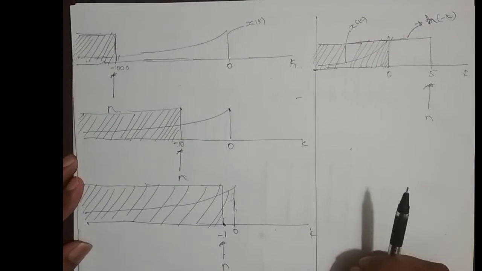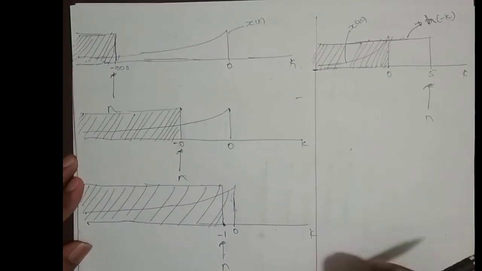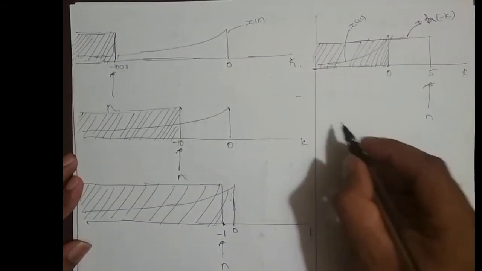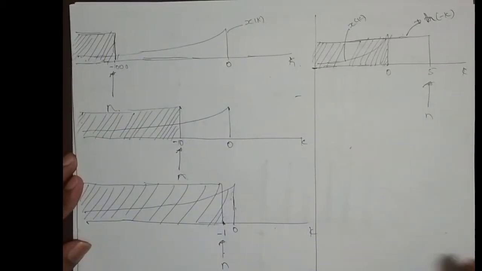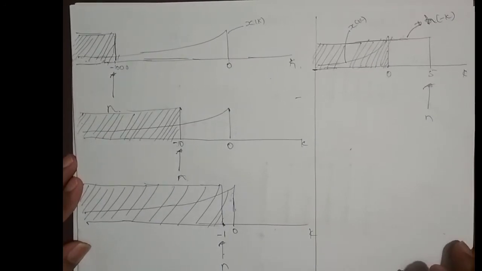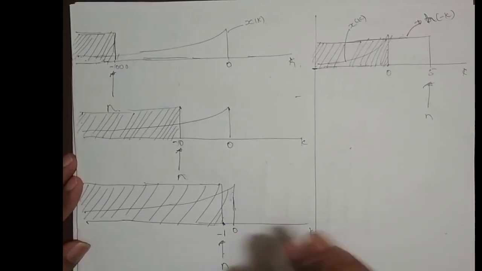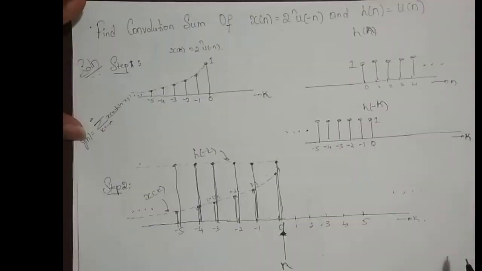Fine. So there are two regions now. One region is from minus infinity to 0, and the other region is from 0 to plus infinity. Fine. So I hope we got convinced. We come back to the problem.